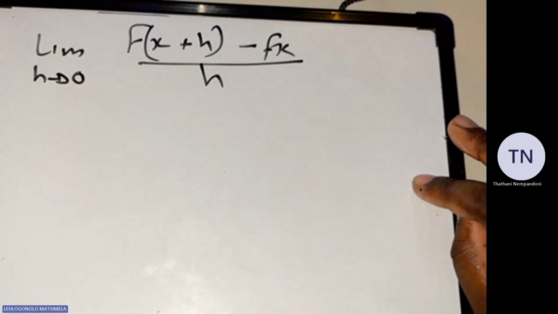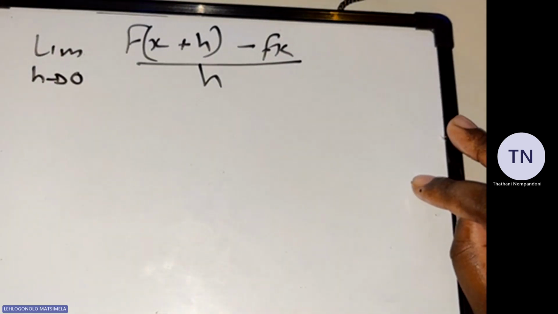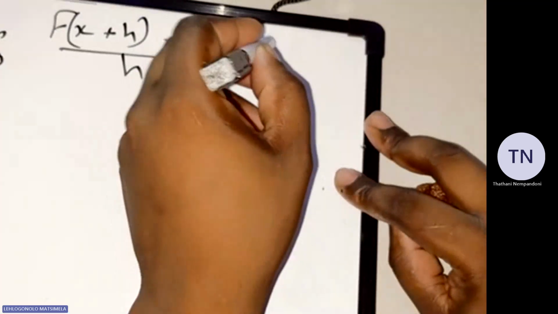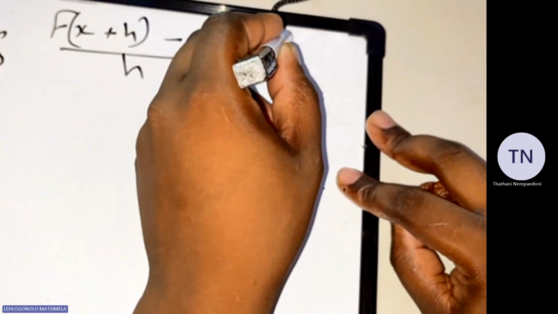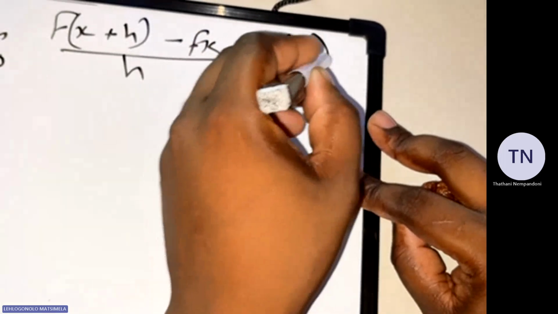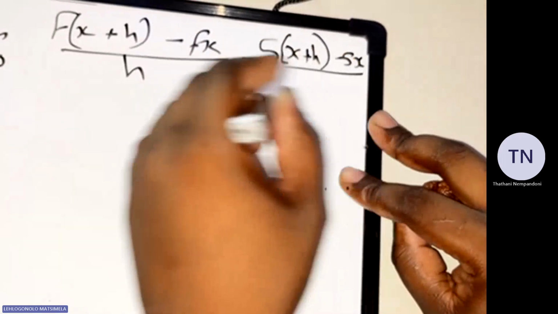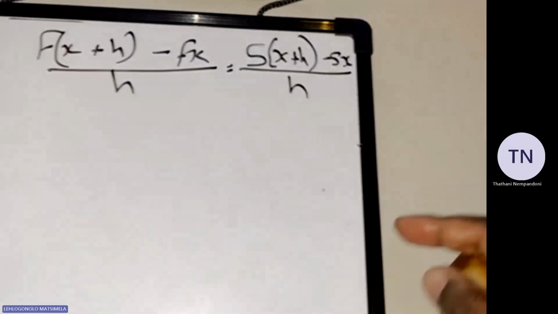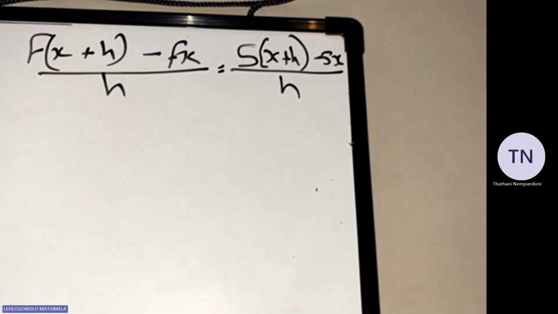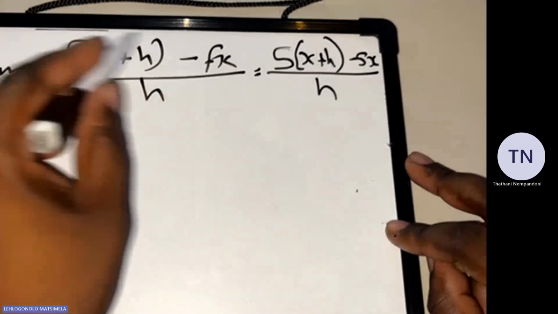We substitute wherever there is x, we put x plus h on the first part. So we are having 5 multiplied by x. Now we're gonna have x plus h. Then all in all minus 5x divided by h. Now, why are we having this wherever there's x, we put x plus h? It's a formula.